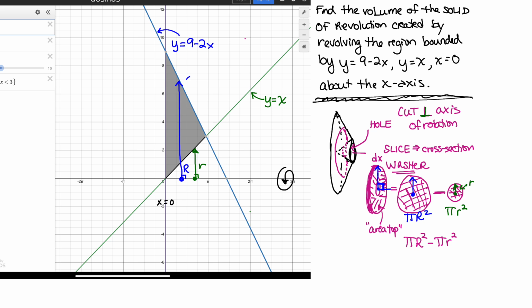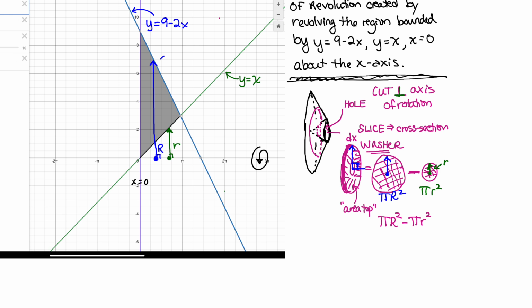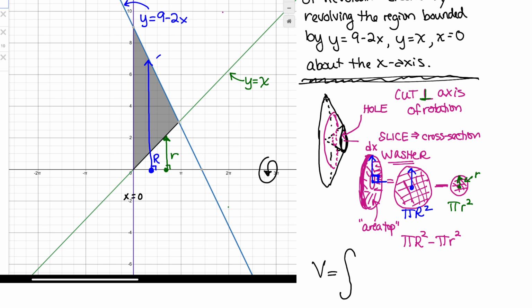So when we go to set up our volume, let's see. Oops. Anybody want to take a gander or want to help me out here? What are you going to do to set up your volume? It's going to be an integral. So again, we're cutting perpendicular to the x this time. Ooh, why do I have pi? Because I didn't change my Desmos. Darn it. Well, it's okay.